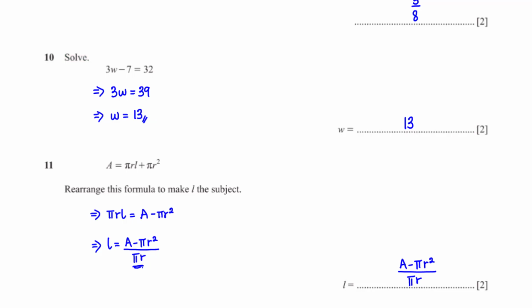A equals pi r l plus pi r squared. Rearrange the formula to make l the subject. When we subtract pi r squared from both sides, this is what we have. When we divide both sides by pi r, we get l equals a minus pi r squared over pi r.